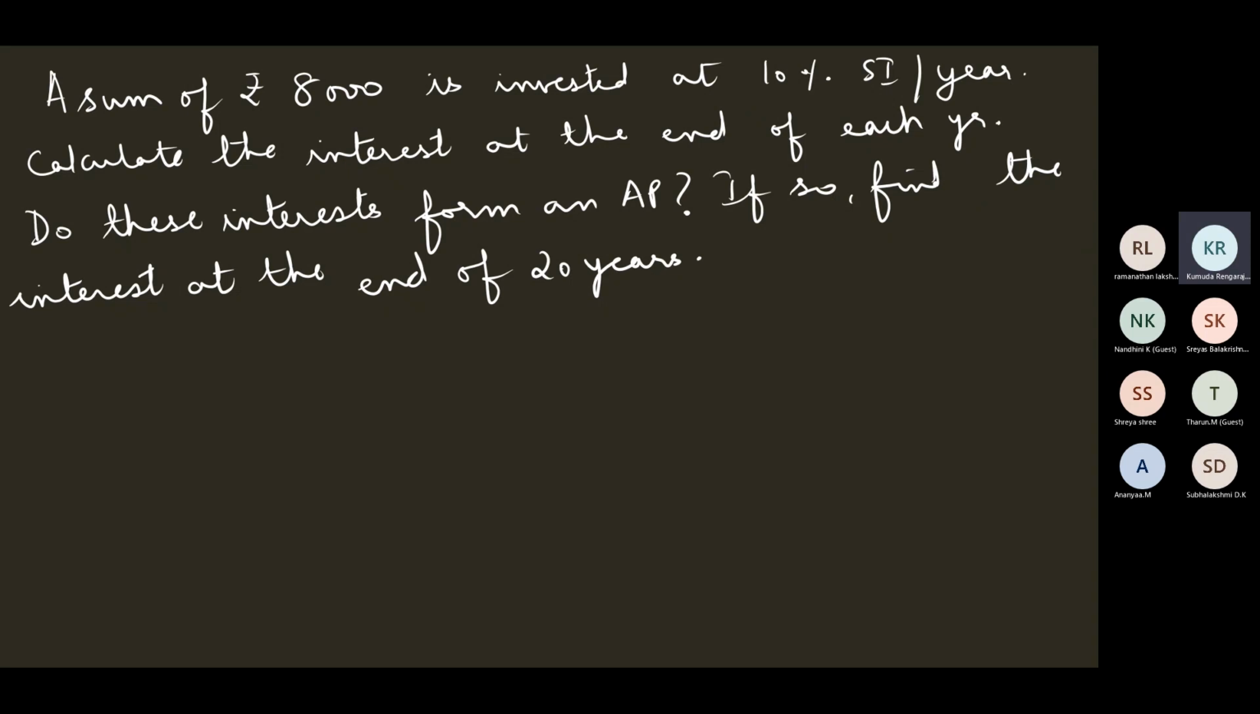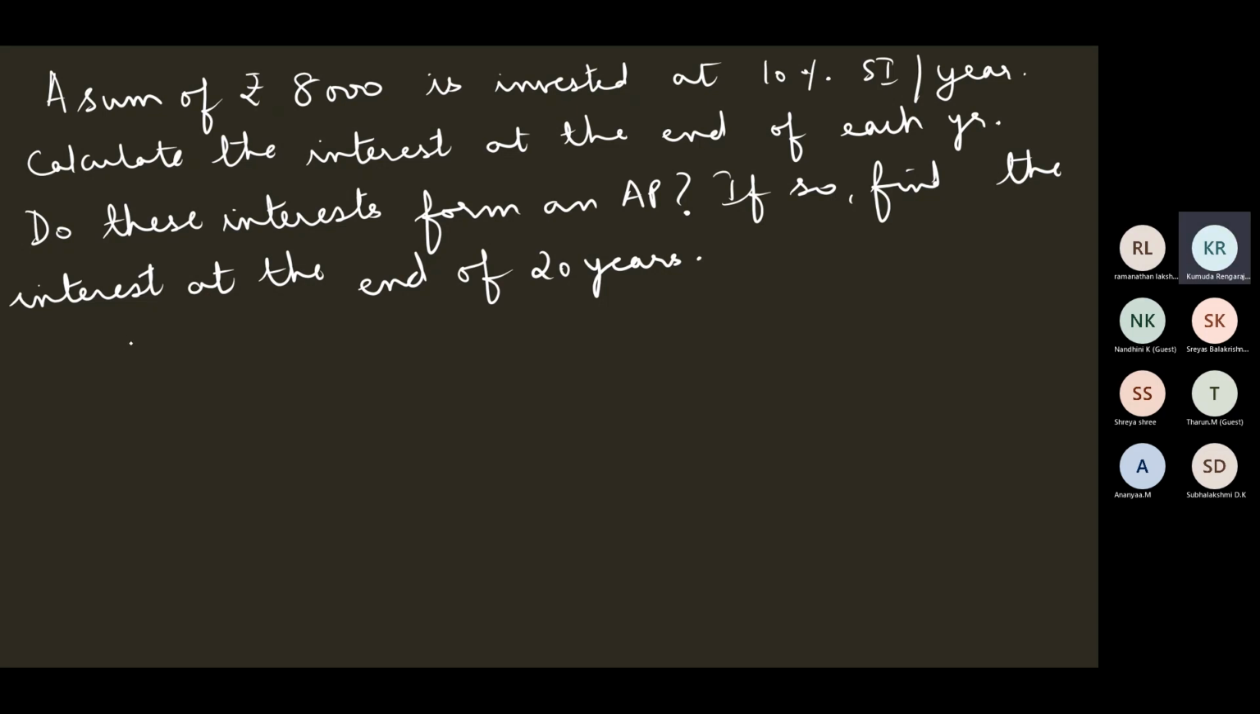So a sum of rupees 8,000 is invested at 10% simple interest per year. It's not invested for 1 year. The bank gives you 10% simple interest for 1 year. Calculate the interest at the end of each year. Meaning, this is how the simple interest formula works.